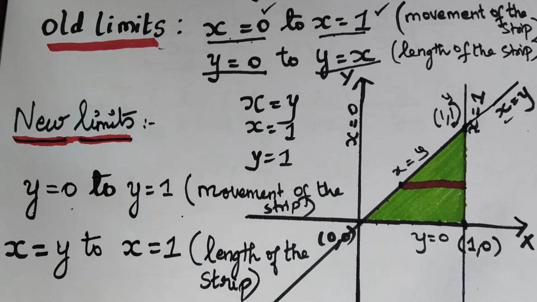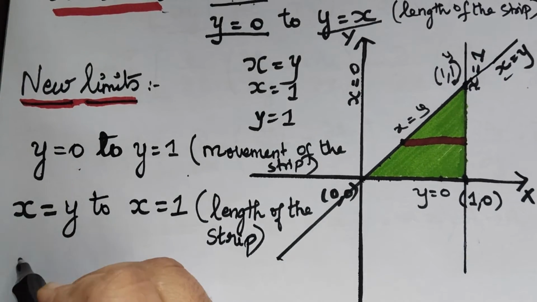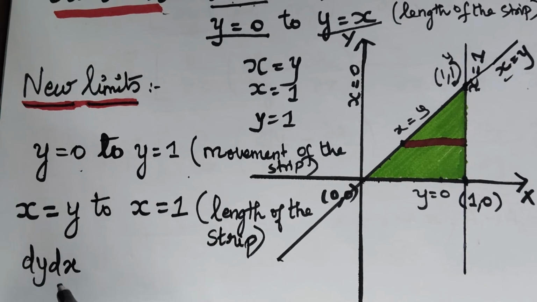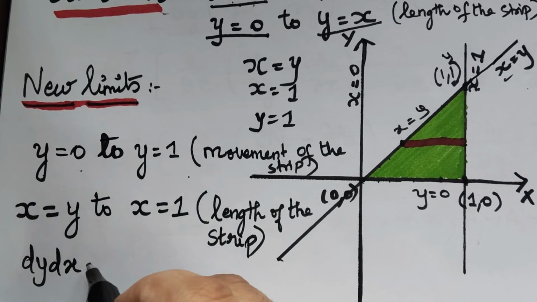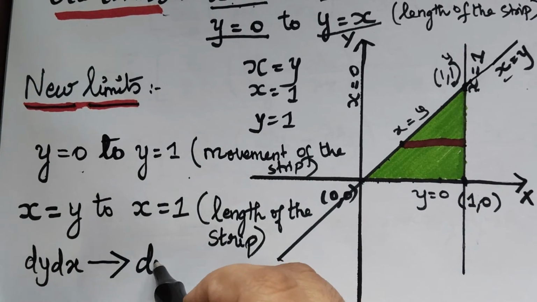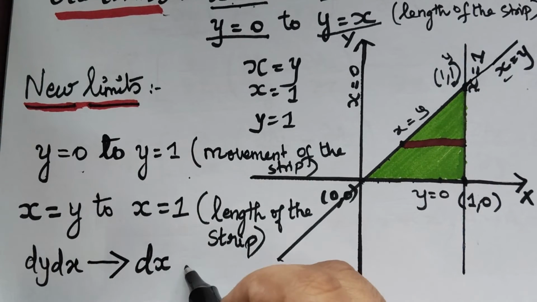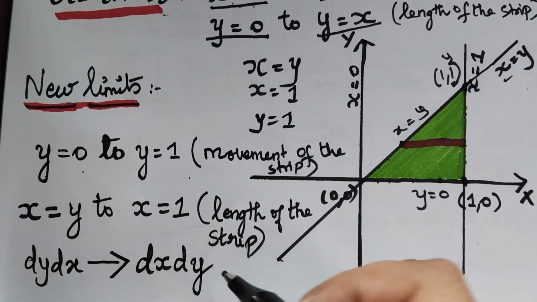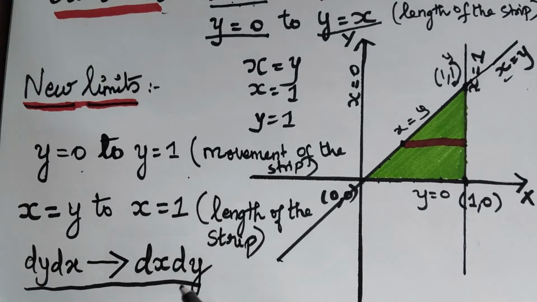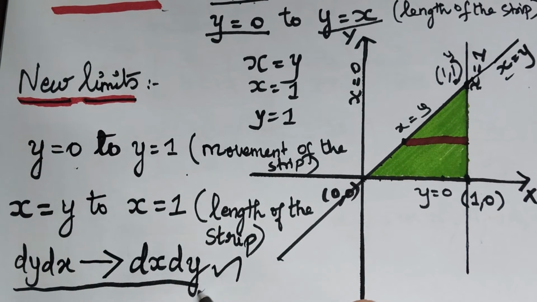Therefore, the order of integration has changed from dy dx. First it was with respect to y, then with respect to x. After changing the limits, the order of integration is changed. And so first now we have to integrate with respect to dx and then with respect to dy. So this is how the order has changed. So let us find the integral now.